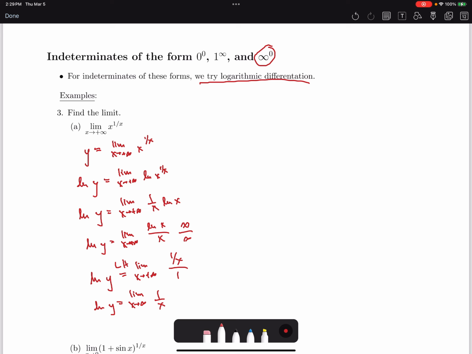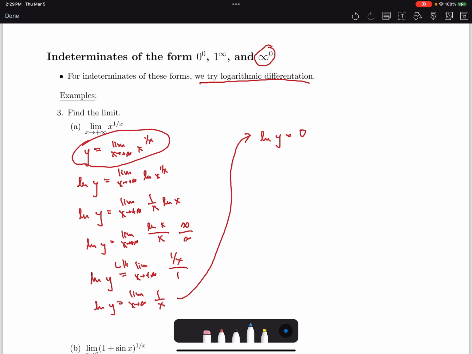Okay, well now what happens? If we let x get really large, 1 over x goes to 0, right? So we have ln of y equals 0. We're not done though, because that's not the limit we were originally looking for. That was the limit of the natural log of what we were originally looking for. The limit itself was just y, not ln of y. So we've got to solve for y.